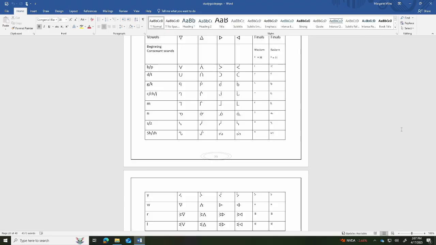pue, pui, po, pua. De, dui, do, dua. And the next one, que, qui, quo, qua. Jue, jui, jo, jua. Mue, mui, mo, moi. Nue, nui, no, noa. Sue, sui, suo, swa.